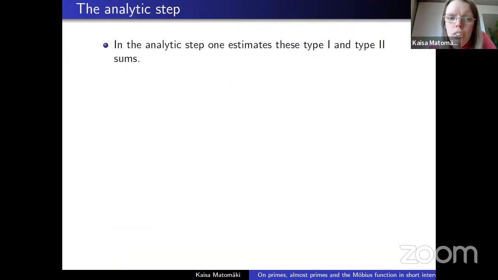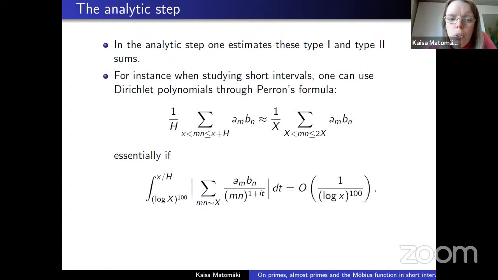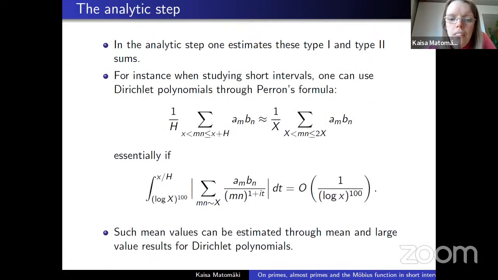So this is what we want to do in the analytic step. And it depends. If you look at something other than short intervals, then you do the analytic step differently. You can't relate it to Dirichlet polynomials. Perhaps you can use some Kloosterman sums or something like that, but it all boils down to understanding the type 1 and type 2 sums in the analytic step.